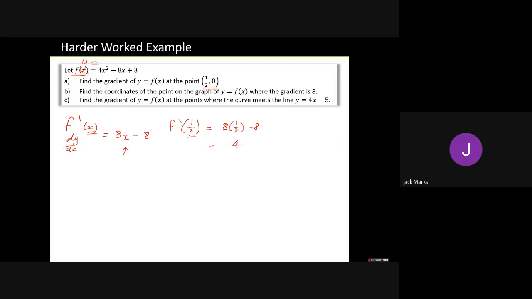Does that make sense? Well, yeah, it could. If you have a quadratic, there are points that have a negative gradient.